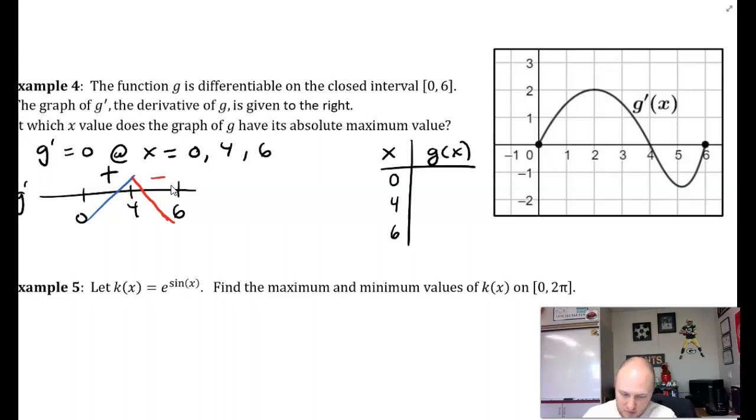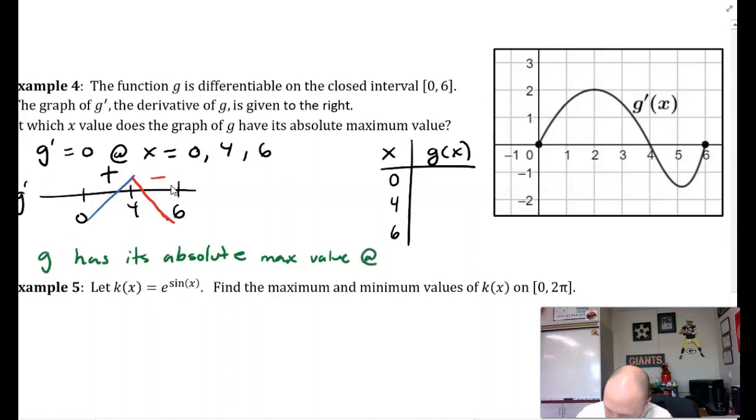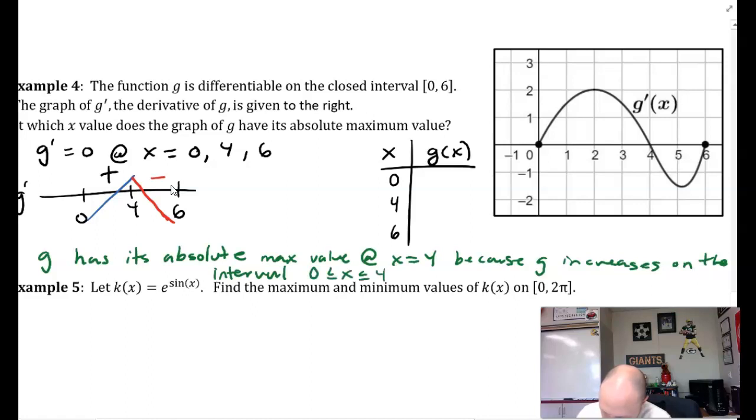Okay, so we'll go ahead and respond to this. We say g has its absolute max value at x equals 4 because g increases on the interval 0 to 4 and then decreases on 4 to 6.